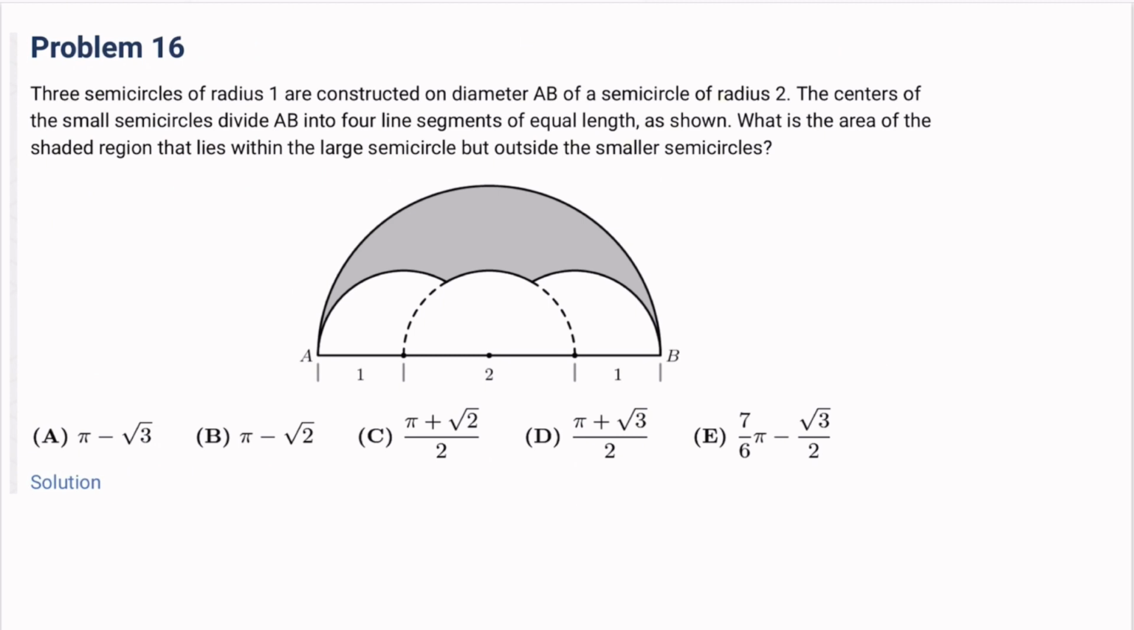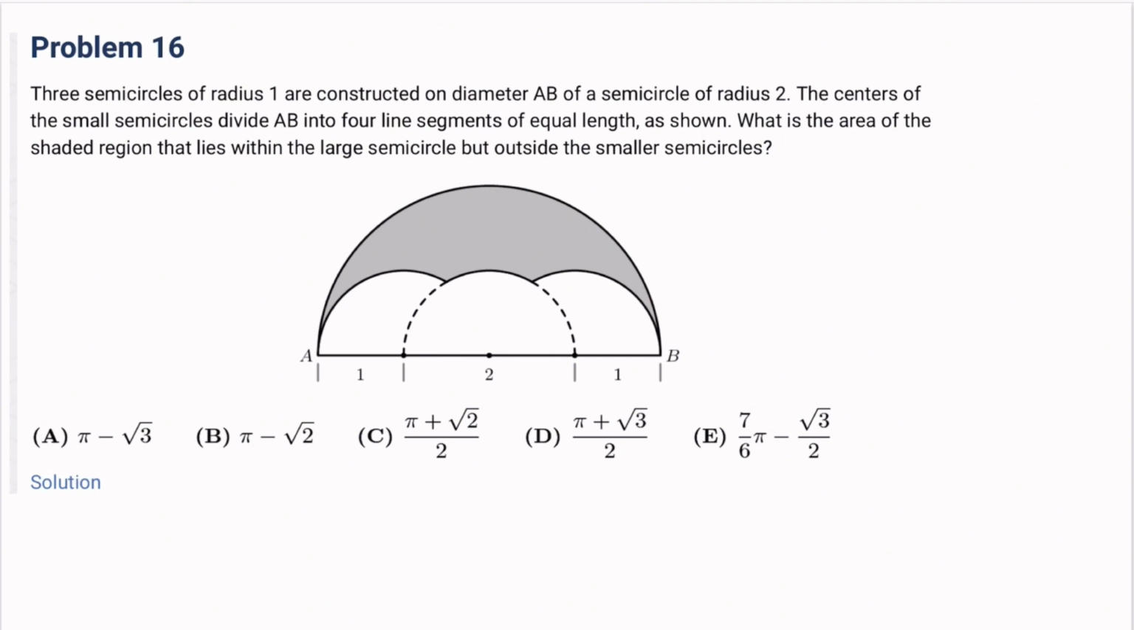Number 16. 3 semicircles of radius 1 are constructed on diameter AB of a semicircle of radius 2. The centers of the small semicircles divide AB into 4 line segments of equal length as shown. What is the area of the shaded region that lies within the large semicircle but outside the smaller semicircles?